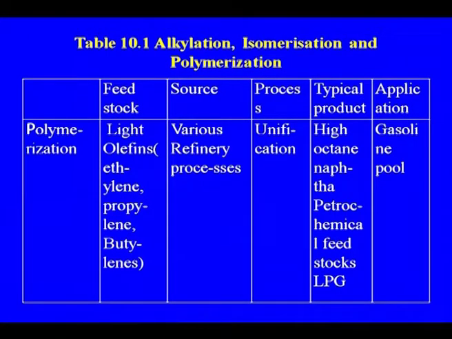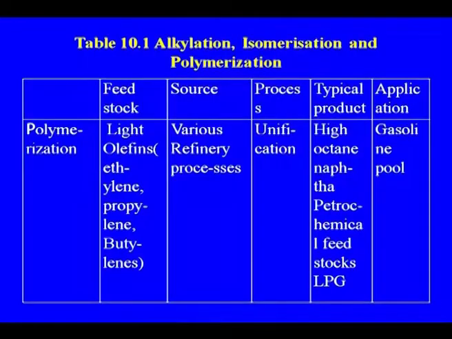Polymerization uses light olefins, C2, C3, C4, from various refinery processes. This process has become important with the coming of more and more FCC and the generation of more light olefins, which can be used in these processes for upgrading the octane number. The typical products are high octane naphtha and petrochemical feed, and the application is the gasoline pool.